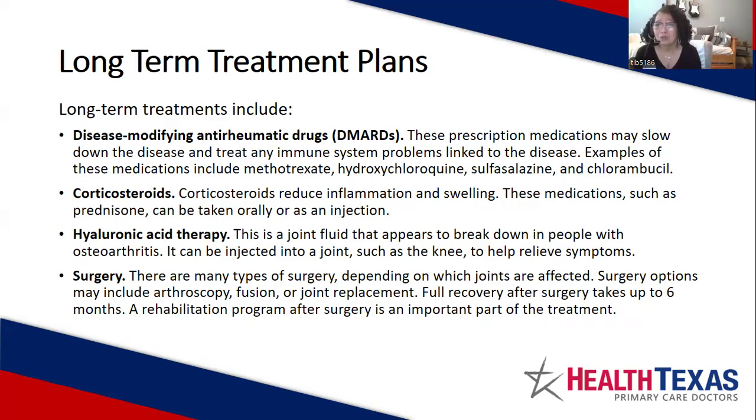There are corticosteroids. Now, these corticosteroids reduce the inflammation and swelling. These are medications like prednisone, and they can be taken orally or sometimes they're injected into the joints. Now, the one thing that's important to know is that corticosteroids automatically cause an increase in the blood sugar levels. It also can cause a significant increase in hunger or appetite. So, people who are on long term steroids can be more susceptible to risk for diabetes and weight gain.